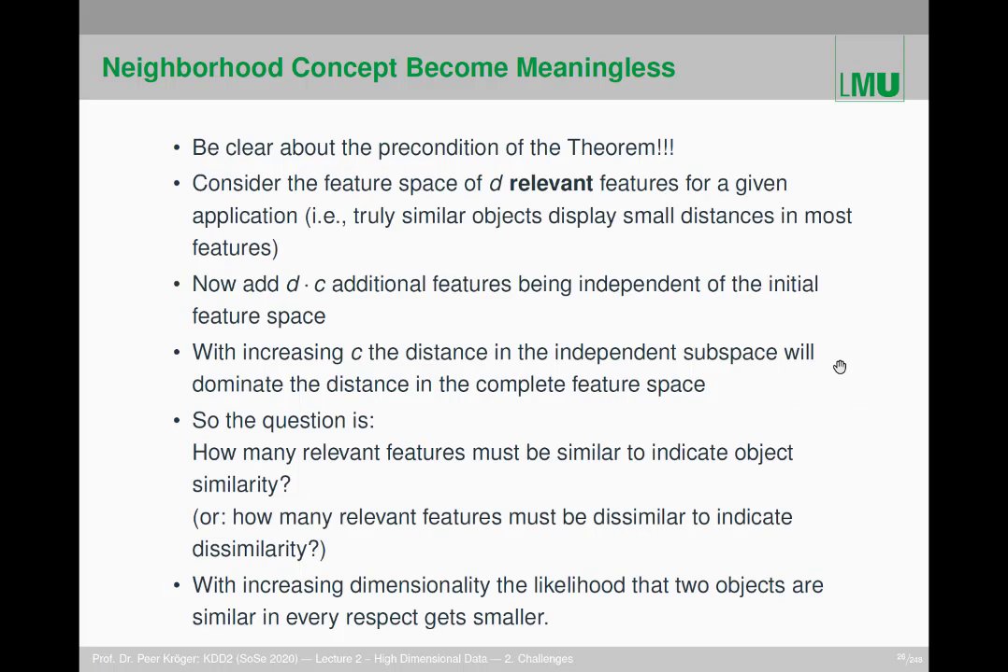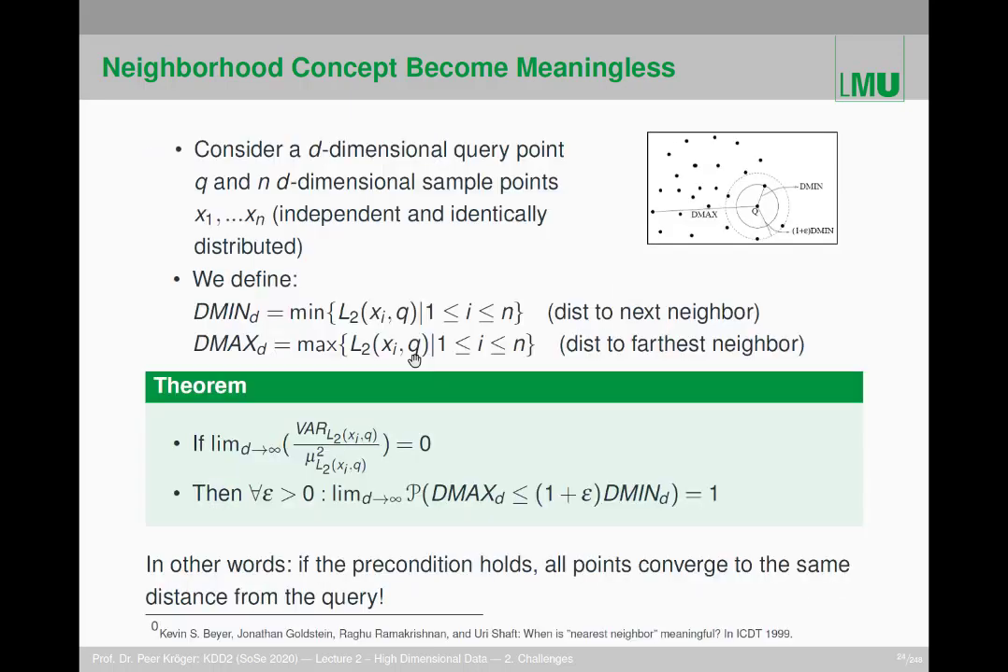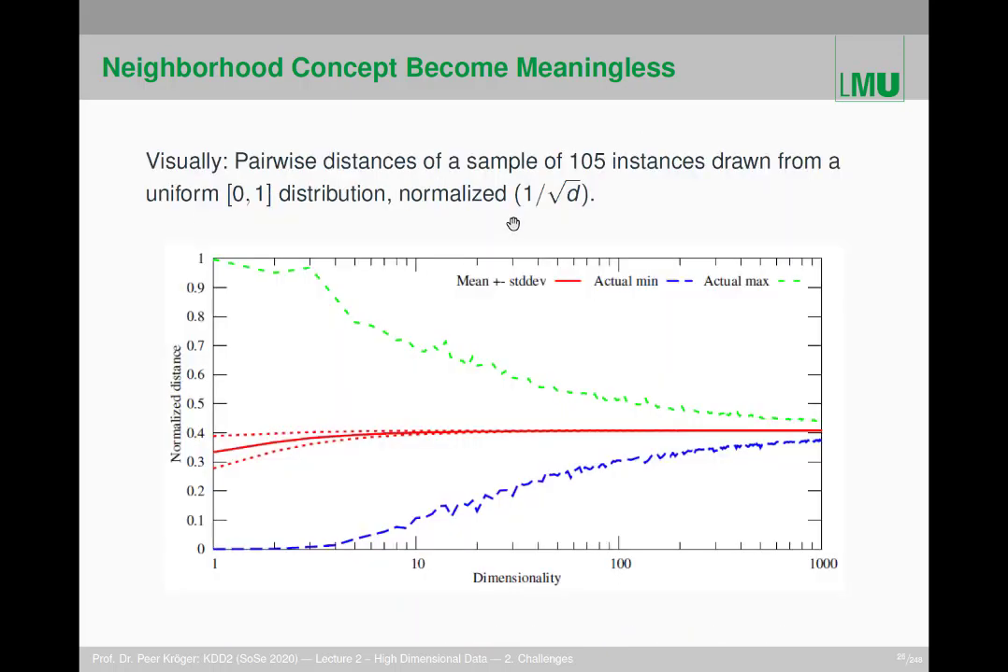So just one thing of caution, please be very clear about the precondition of the theorem here. We said that we consider points that are independent and identically distributed. Especially, not only the points, but also the features are independent and identically distributed.